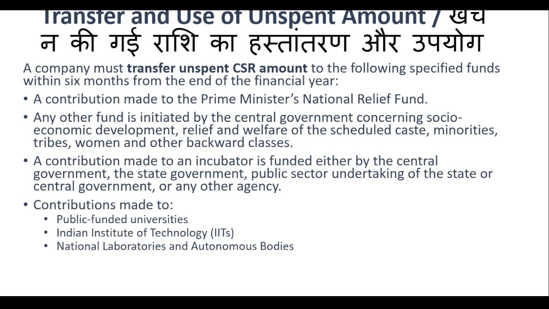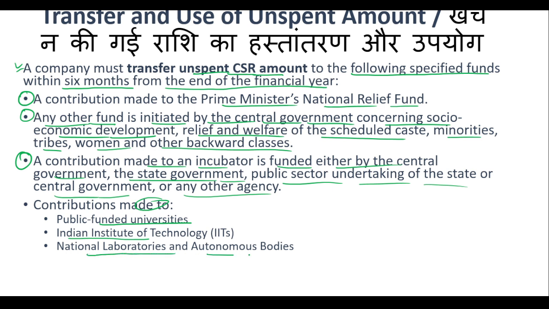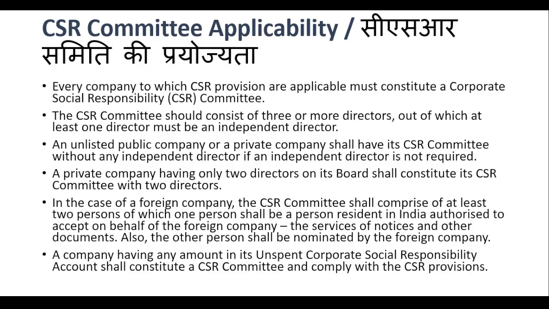Next one is, if you are having unspent amount in your account, what you will do then? A company must transfer unspent CSR amount to the following specified funds within 6 months from the end of the financial year. First one is your PM National Relief Fund. Second one is any other fund initiated by the central government concerning socio-economic development, relief and welfare of the scheduled caste, minorities, tribes, women and other backward classes. A contribution made to an incubator funded either by the central government, the state government, public sector undertaking of the state or central government, or any other agency. Contribution made to public funded universities, IITs, national laboratories and autonomous bodies. So unspent amount must be contributed to these places, I would say. Alright, this is also done.